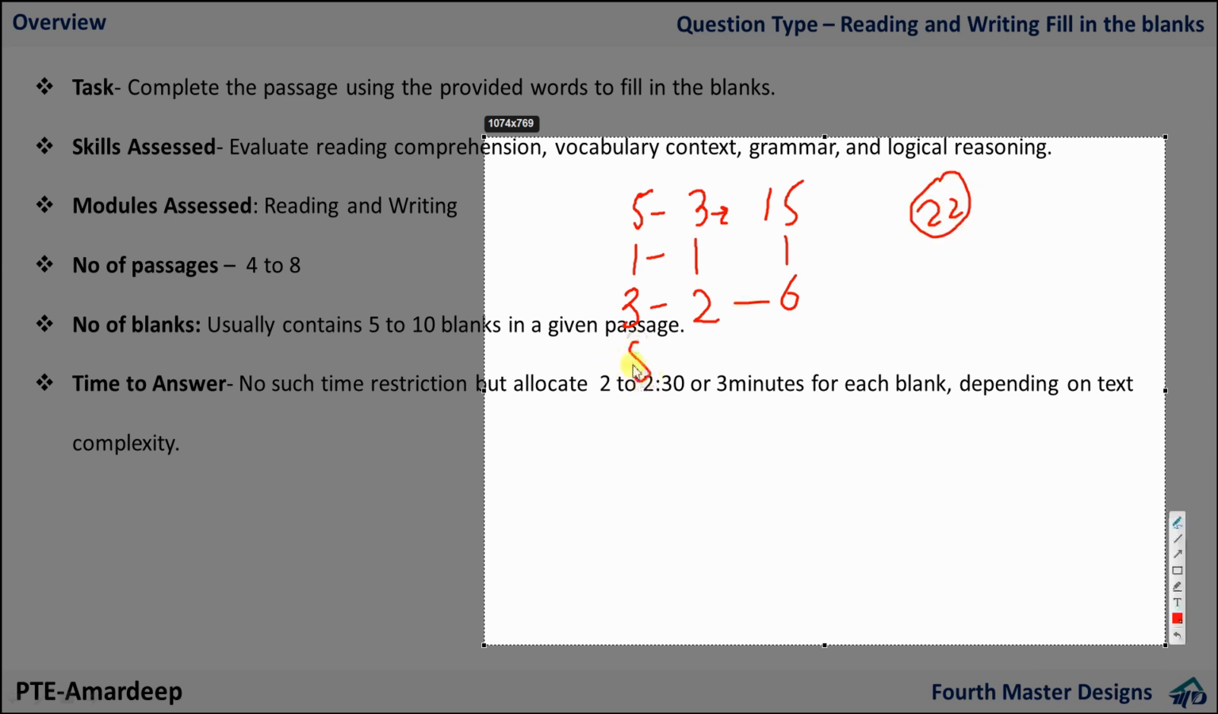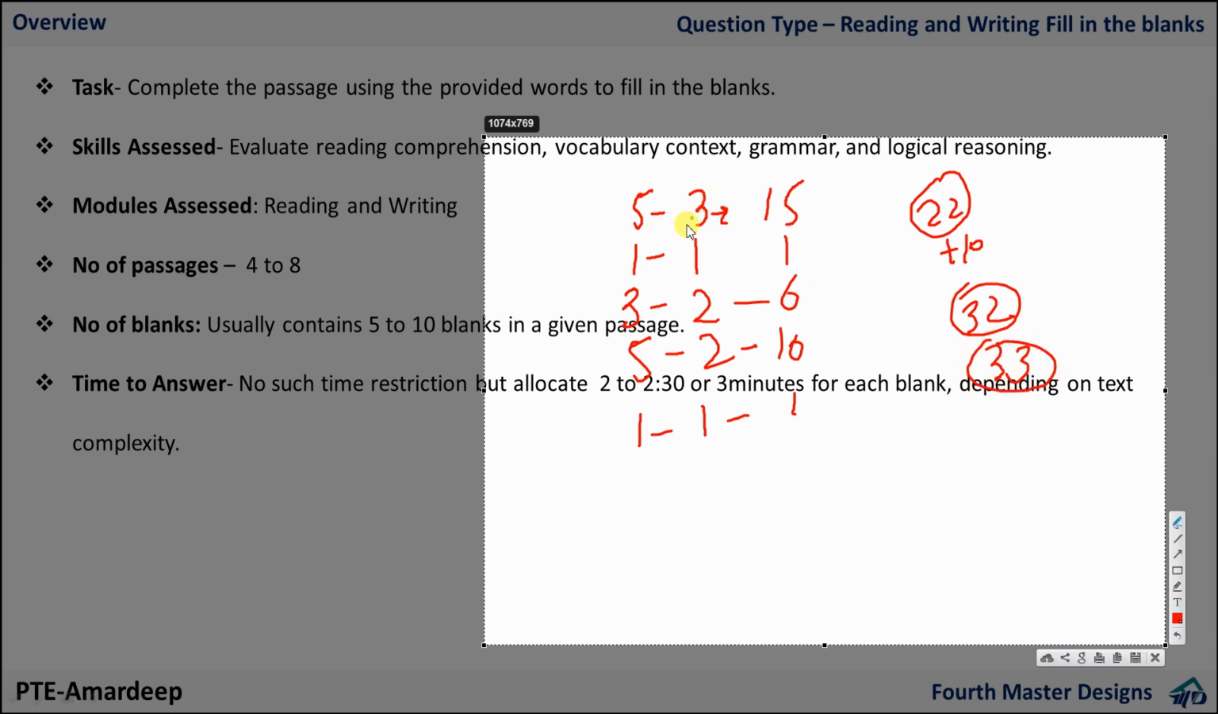You are going to get at least 5 other types of blank and you need 2 minutes. So 5 into 2, 10. So 22 plus 10, it is 32. And now you just have 1 minute for your one multiple choice. So the count will be 33.